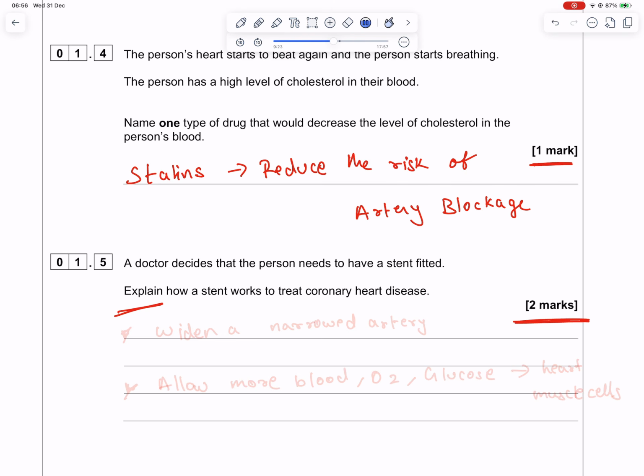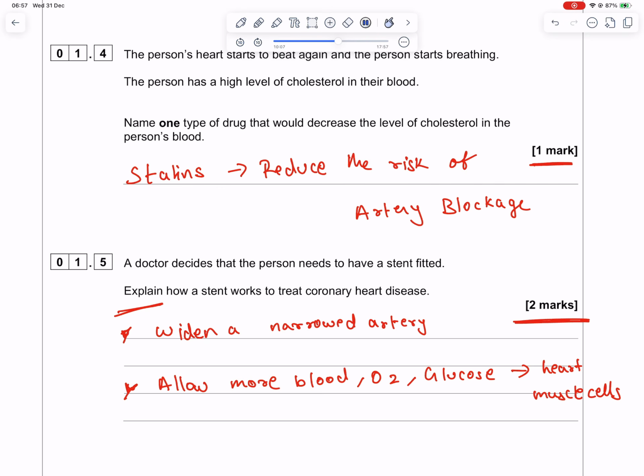Please do remember to use keywords here. So keywords such as: a stent will widen a narrowed artery. That's a phrase you can use here. And also, once the artery, which was narrowed or blocked before, is widened, it will allow more blood, and it will also allow oxygen and glucose to reach the heart muscle cells for their optimum function. So within 2 sentences, you have given an excellent answer.